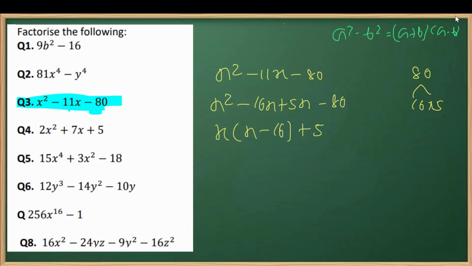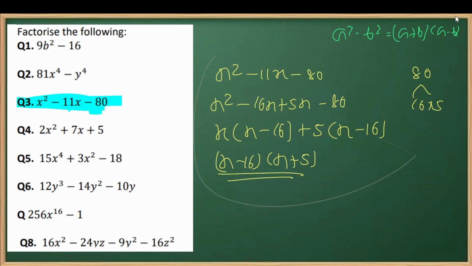Similarly, taking 5 common over here, we'll get x minus 16 again, like dividing this by 5. So we can see x minus 16 is common throughout, and therefore we get x plus 5 after taking common. So this should be the simplified form, and we have done middle term splitting over here.